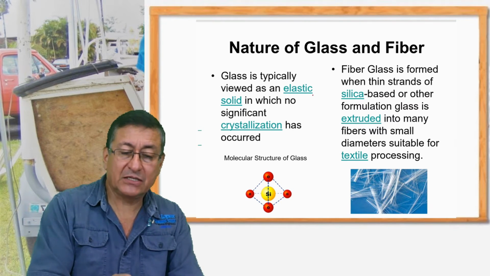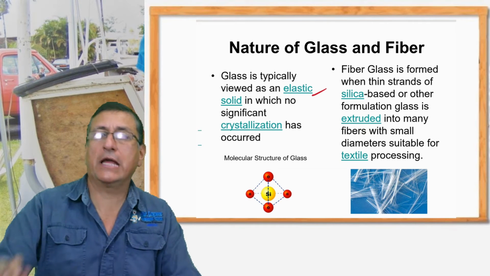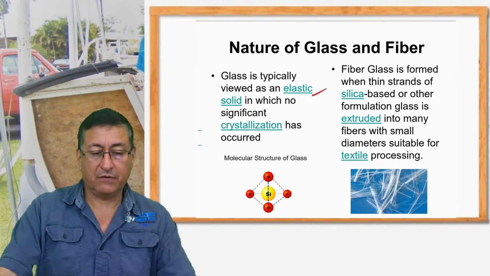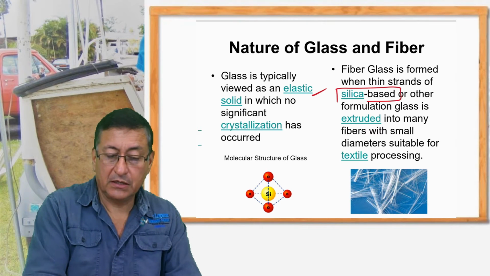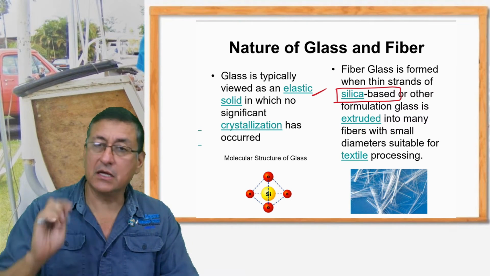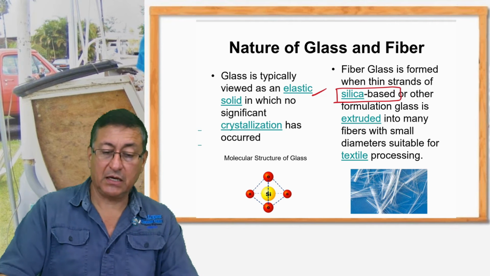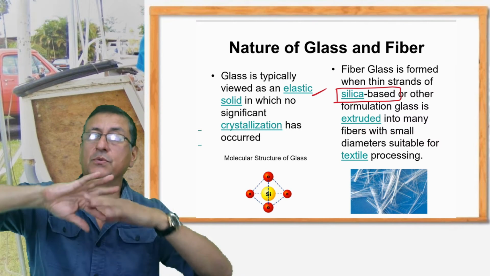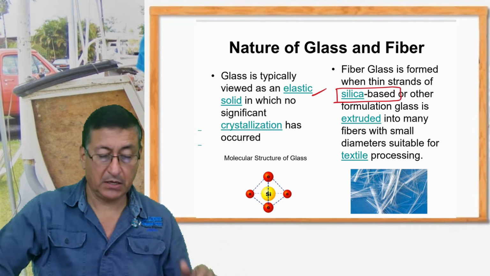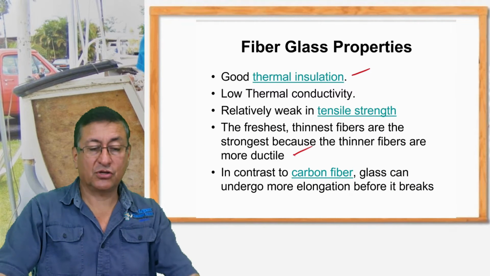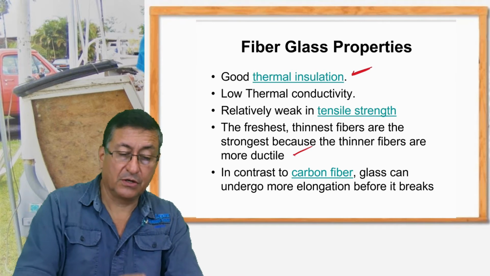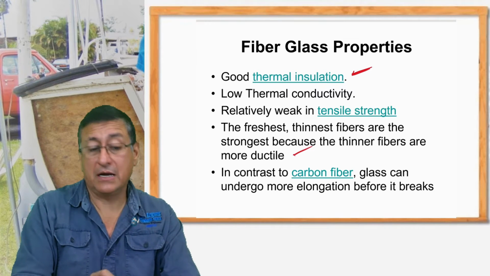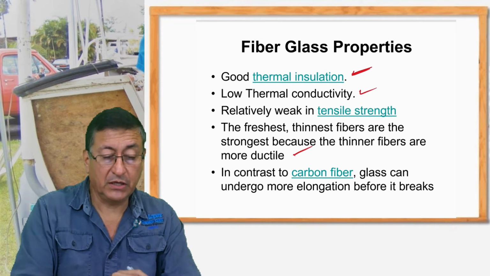It's an elastic solid. Carbon fiber is more elastic in comparison with fiberglass. It's based on silica, remember, and is extruded in small fibers. In some cases, those fibers are twisted to create a yarn. That's the typical structure of fiberglass. It's a good thermal insulator because it has a low thermal conductivity.